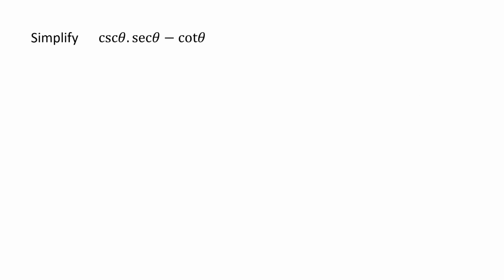So our first question is, simplify cosec theta times sec theta minus cot theta. Now, usually to simplify any trigonometric expression, the best strategy is to rewrite all the trigonometric functions in terms of sine and cosine. So that's what I'm going to do in this question here. Let me rewrite my question again. Now, we are going to replace cosec theta, sec theta, and cot theta in terms of sine and cosine using the reciprocal and quotient identities.